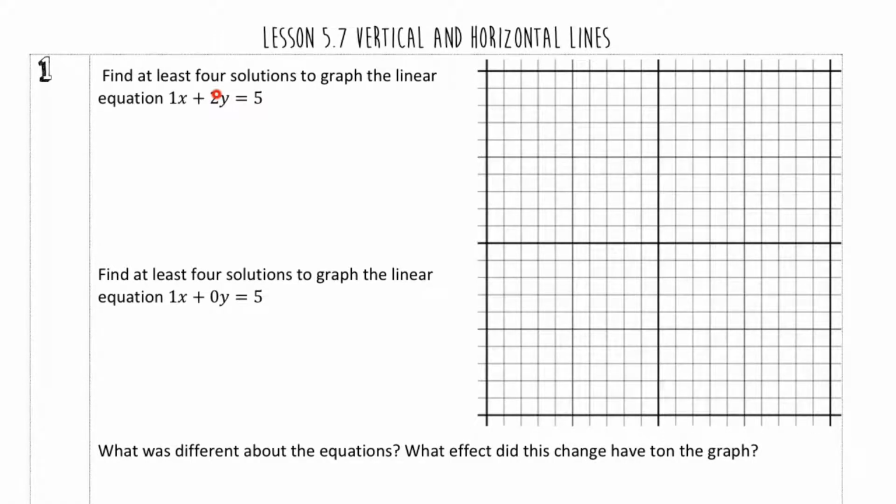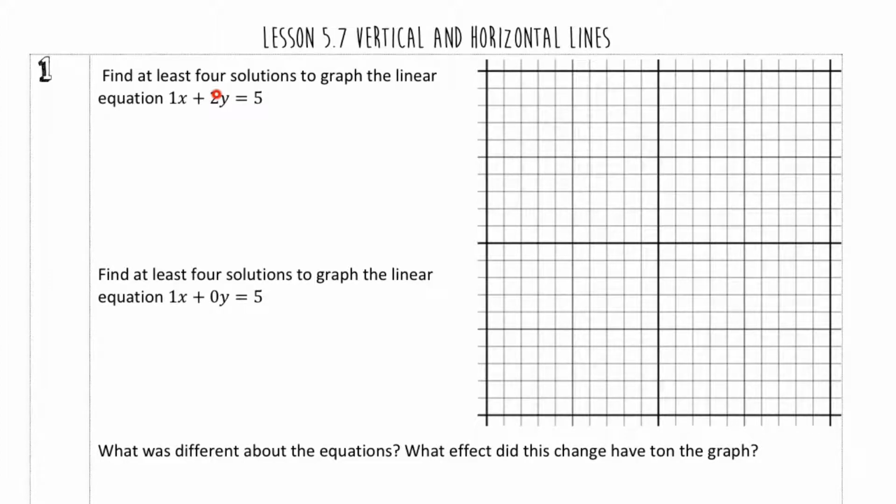Okay, so we're going to work on vertical and horizontal lines today. What we're going to start off with is a linear equation, just like the last couple of days we've been doing. So we're going to find at least 4 solutions to graph this linear equation. We have 1x plus 2y equals 5.